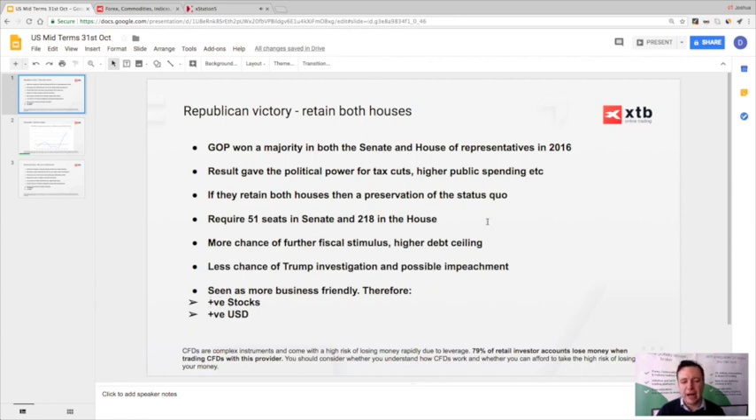In order to retain the houses, they require 51 seats in the Senate and 218 in the House of Representatives. So these are numbers to look out for when the results are announced. As I said earlier, this means there's more chance of further fiscal stimulus, possibly a further extension of the debt ceiling higher, and perhaps most importantly, less chance for further investigation into Trump and possible impeachment. You could summarise this by saying overall it's more business friendly, and therefore it could be seen as positive for stocks and positive for the US dollar.